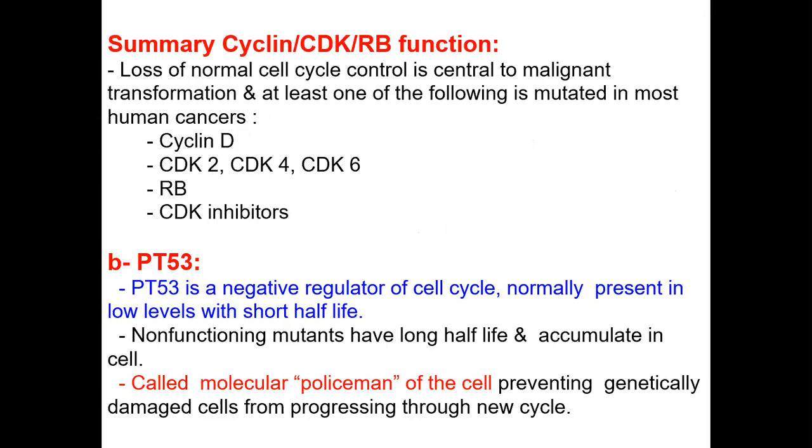P53 is a negative regulator of the cell cycle, normally present at a low level with a short half-life. Non-functioning mutants have a long half-life and accumulate in the cell. This is called the molecular policeman of the cell. We talked about this previously in the cell cycle. It prevents genetically damaged cells from progressing through the cell cycle.